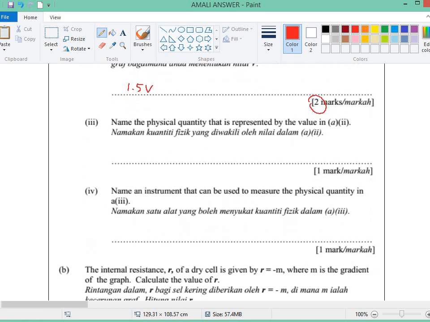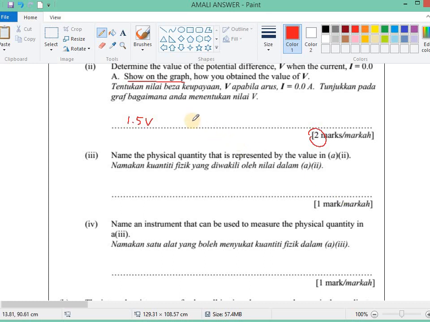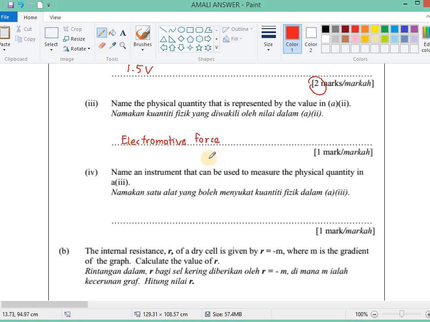Okay, after that, name the physical quantity that is represented by the value in A2 here. This one is what? This is electromotive force. Okay, this is electromotive force. Please write the whole word, don't write EMF only. Write the whole word. Okay, electromotive force.